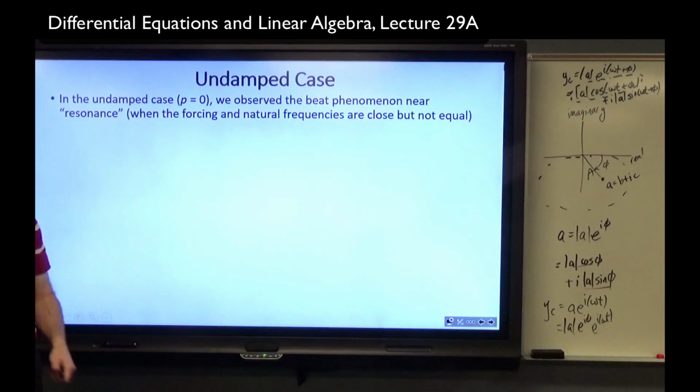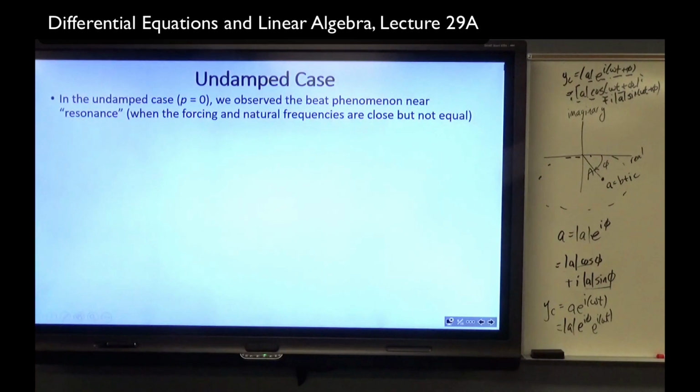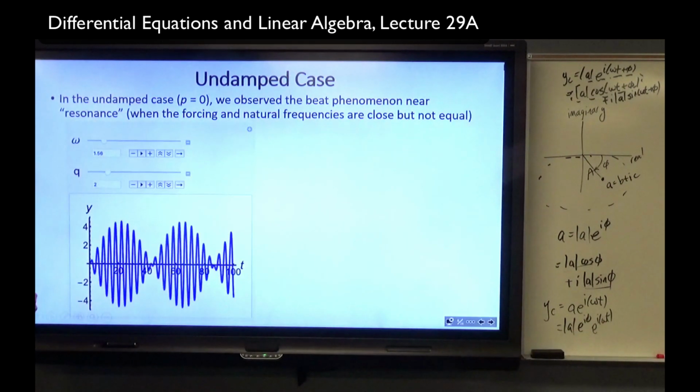In the undamped case, which we also looked at in lecture 28a, p is 0, we observe the beat phenomenon, or the beating phenomenon, near resonance when the forcing and natural frequencies are close but not equal. We got this kind of picture in lecture 28a. This is the beating phenomenon.